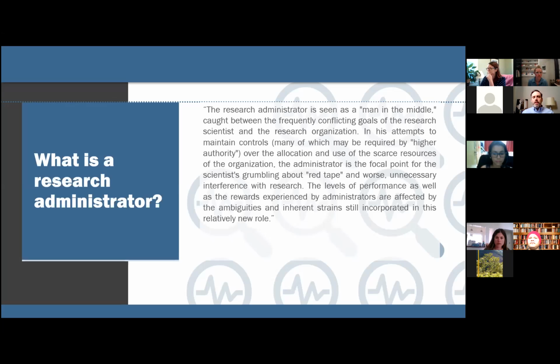So the quote is, "The research administrator is seen as the man in the middle, caught between the frequently conflicting goals of the research scientist and the research organization. In his attempts to maintain controls, many of which may be required by higher authority over the allocation and use of the scarce resources of the organization, the administrator is the focal point for the scientists grumbling about red tape and worse, unnecessary interference with research. The levels of performance as well as the rewards experienced by administrators are affected by the ambiguities and inherent strains still incorporated in this relatively new role."